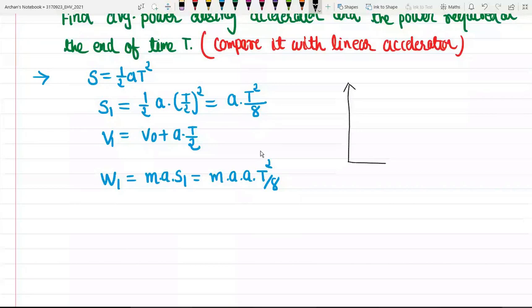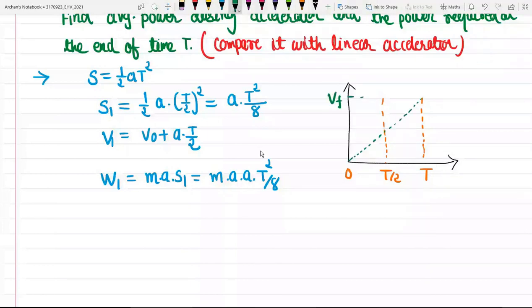This is my time t, this is t by 2, and this is 0. The intended part is to reach the maximum speed vf in time t seconds, but we are following this: acceleration a for the first t by 2 seconds, and then acceleration half of the acceleration in the first t by 2 seconds. So this is what we are having.